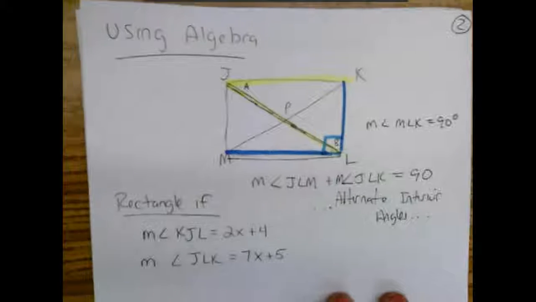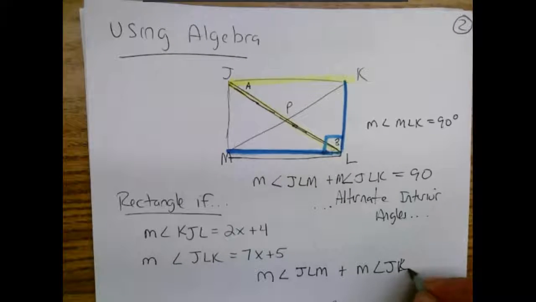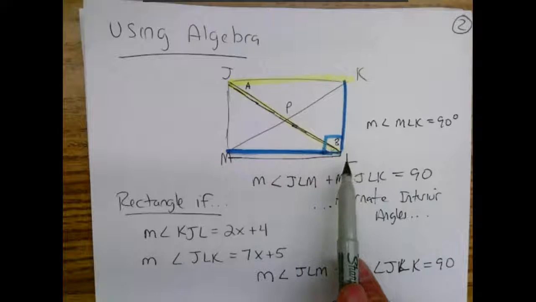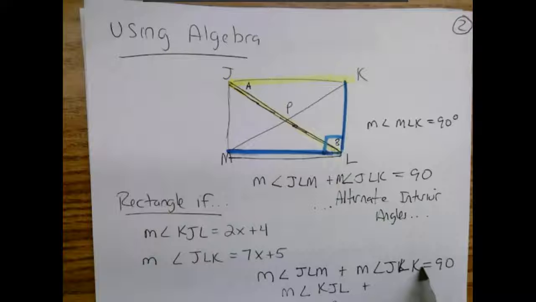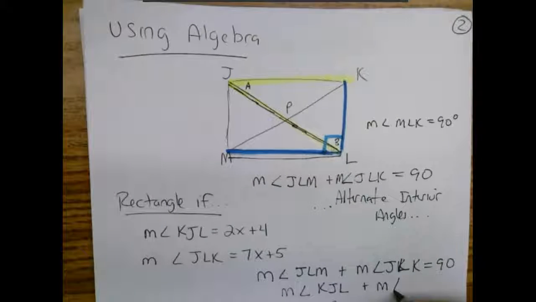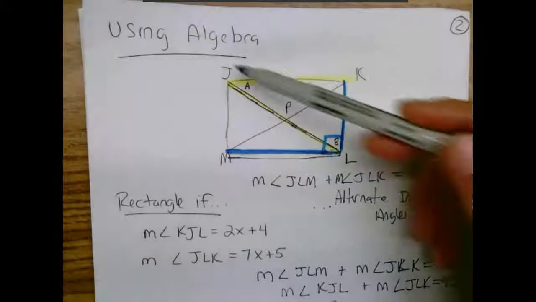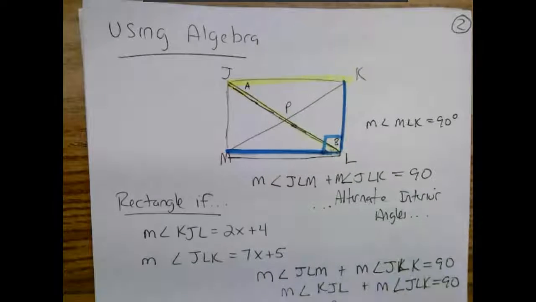So we could take this statement, which is, let me write it down here. We're going to say the measure of angle JLM plus the measure of angle JLK is equal to 90. But then JLM is also equal to KJL, and we know what KJL is, 2x plus 4. So we're just going to plug that in. The measure of KJL, because it is the same as JLM, plus the measure of JLK, this one here, and we know what that is, we'll just leave it for now. They are equal to 90. So since we can use that alternate interior angle, when you add those two together, they're equal to 90. So let's write this down here. Give me a second, I'm going to pause.